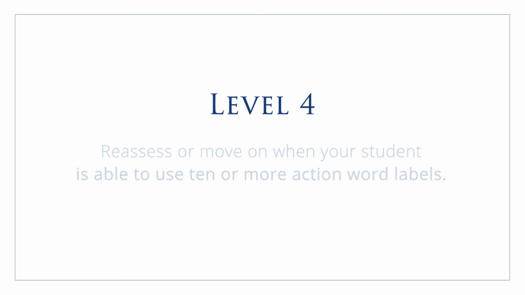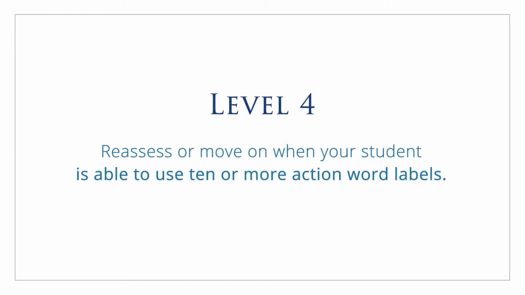Level 4. Reassess or move on when your student is able to use 10 or more action word labels. Level 4 targets early verbs and models how they are used to describe actions and events. The assignments in Level 4 pair action words and pronoun usage together, and students in this level begin to develop an understanding of when to use different pronouns.